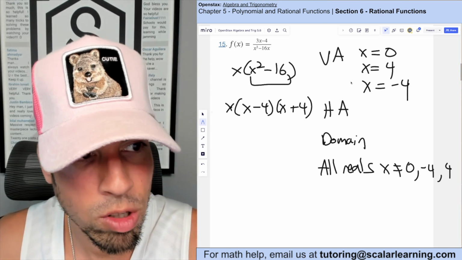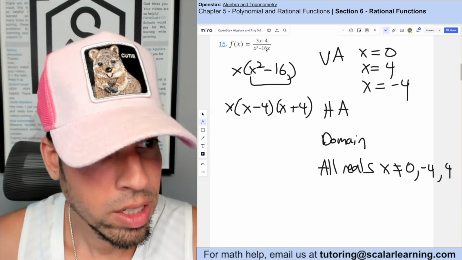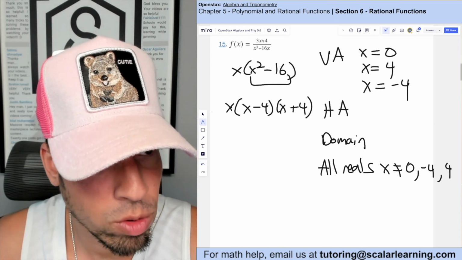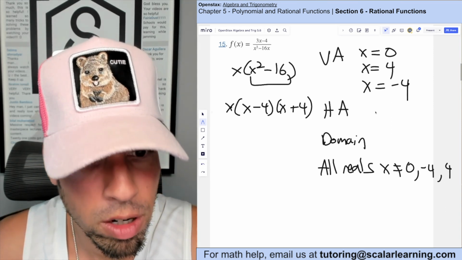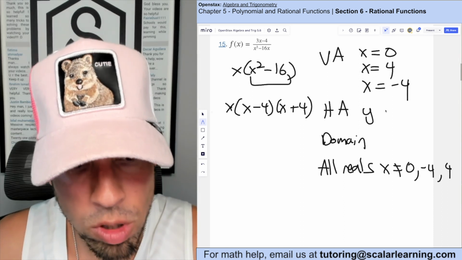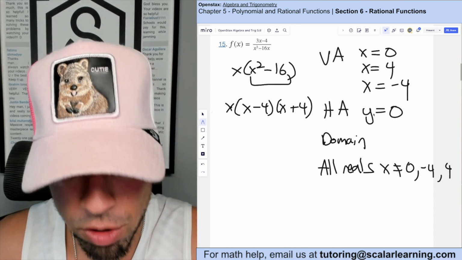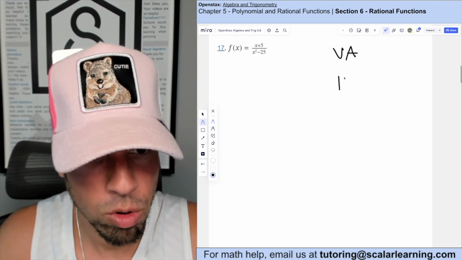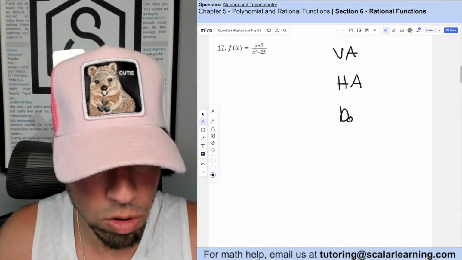And last but not least, when we talk about the horizontal asymptote, since once again the denominator degree is larger than the numerator degree, right? That's 1, the highest degree is 3 there. Then we know that the horizontal asymptote is going to be y equals 0. Boom, done.